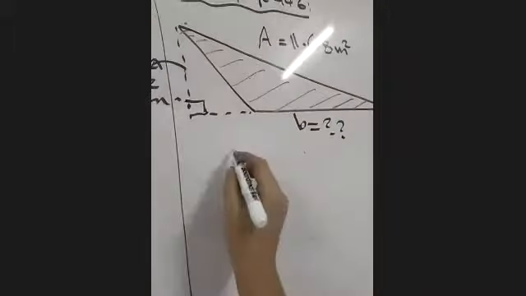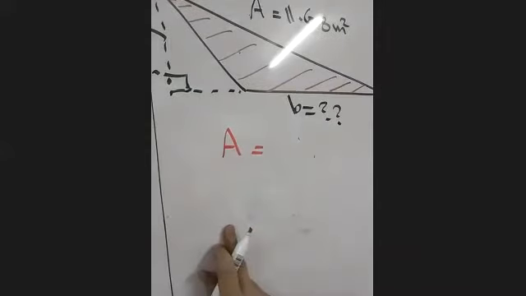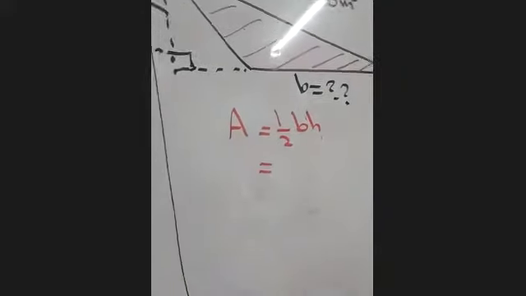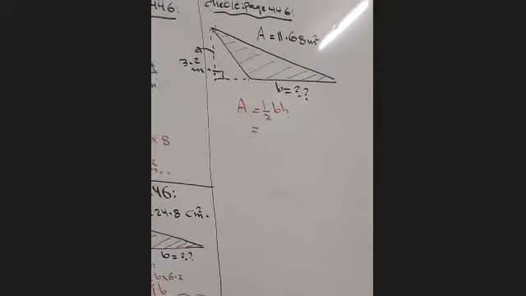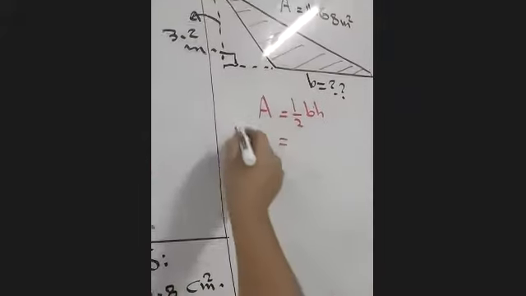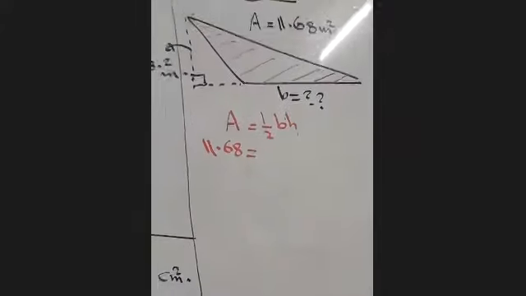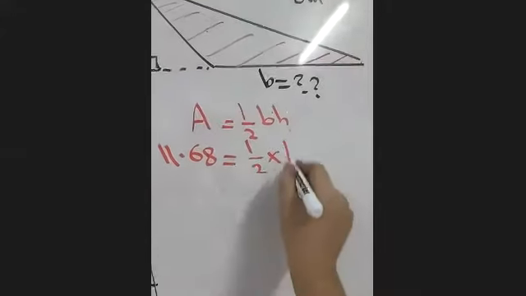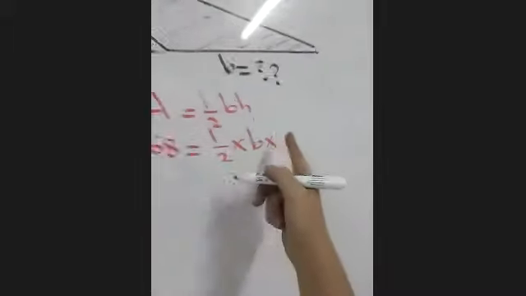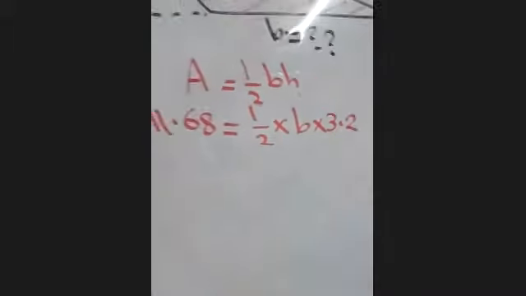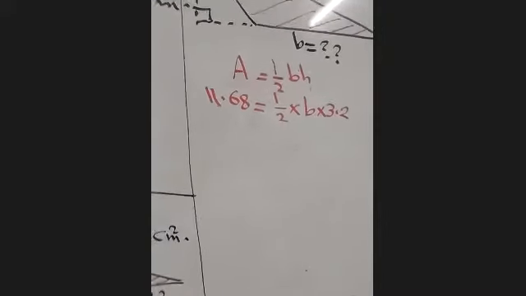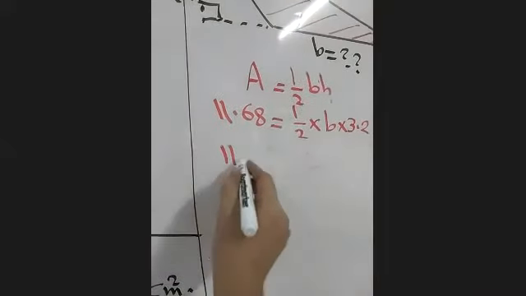Look. Formula. Always. A equals half BH. Now we make equal under equal. We write the area 11.68. Tamam. Then half multiply B multiply 3.2. Multiply B wanted, multiply the H given, 3.2 in place of H. Good. Then we will put the area, the number of area down as the same.